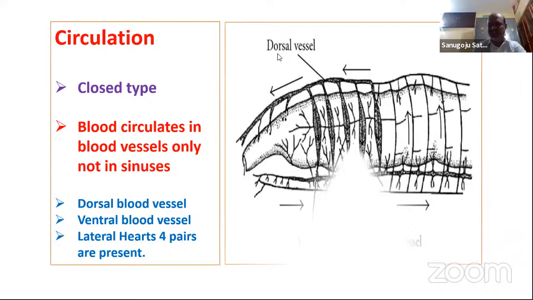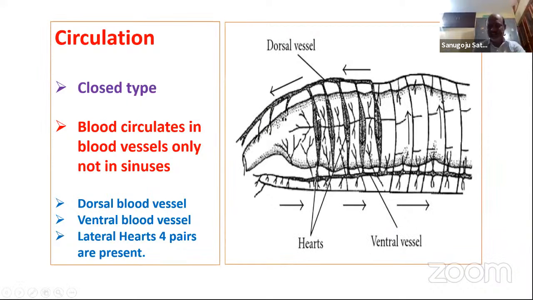You see here, this is the dorsal vessel. The dorsal vessel is very thickened. In which this side is posterior, right side is posterior side. This is the anterior side. This is the mouth, children. From posterior to anterior, the blood is flowing.